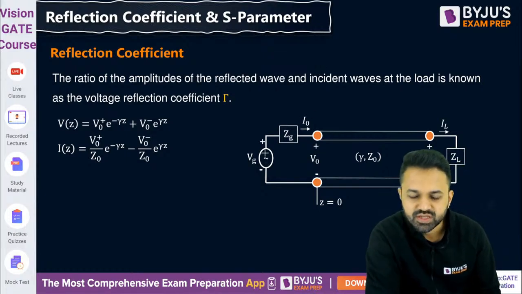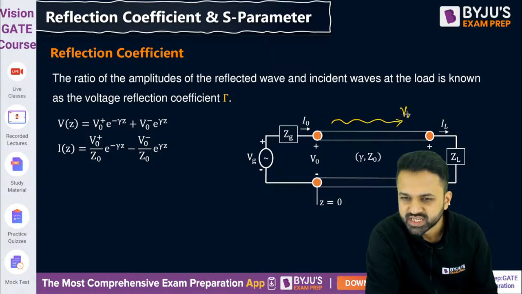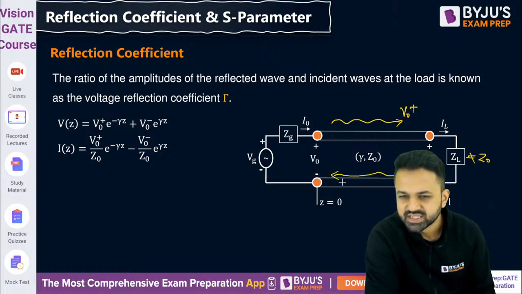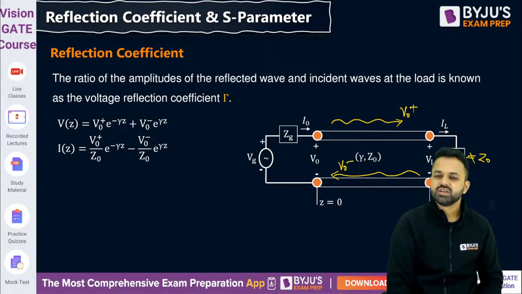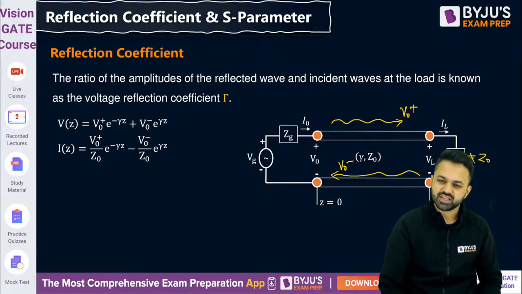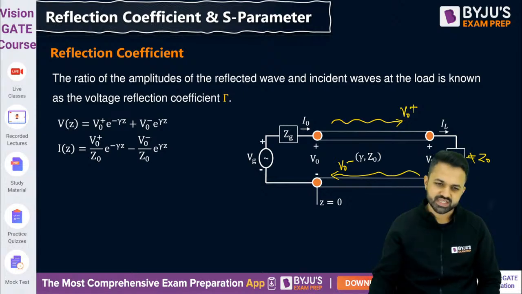So when we give the input to the transmission line, the generator voltage is VG, ZG is the impedance, and the current is, suppose, I naught. This current flows in the forward direction, that is V naught plus, and if the load impedance is not equal to the characteristic impedance of the line, then some part of the incident wave reflects from the load. So in that case, we calculate the reflection coefficient at the load and also at a particular distance L.